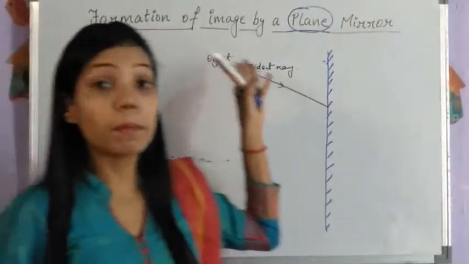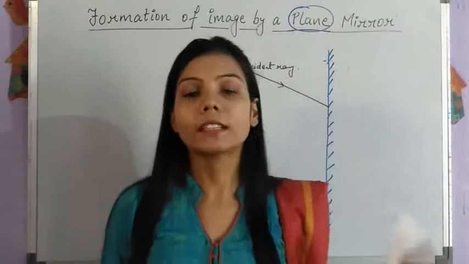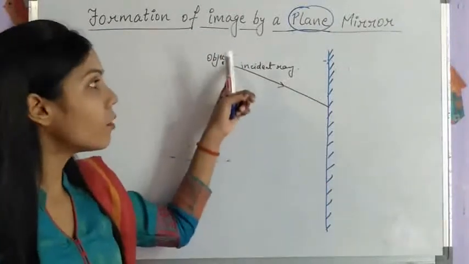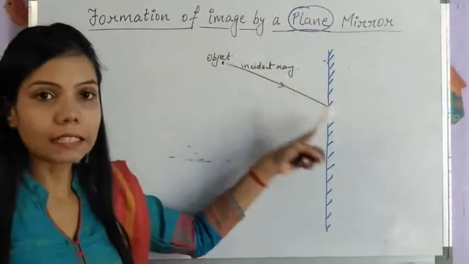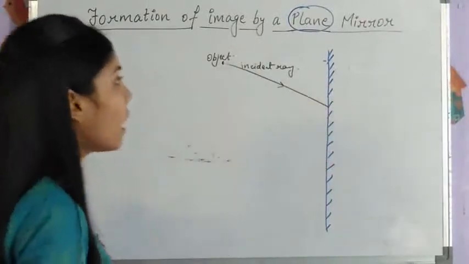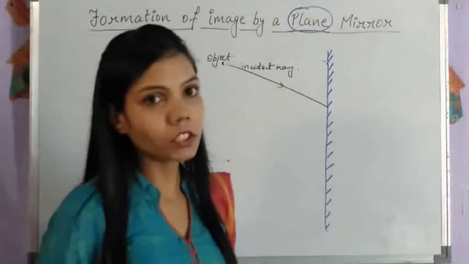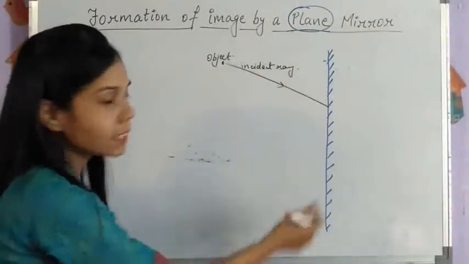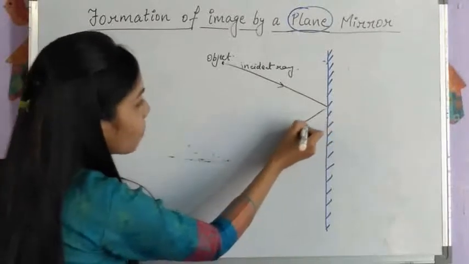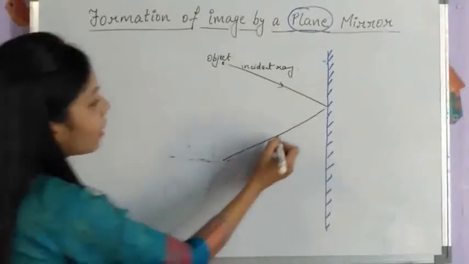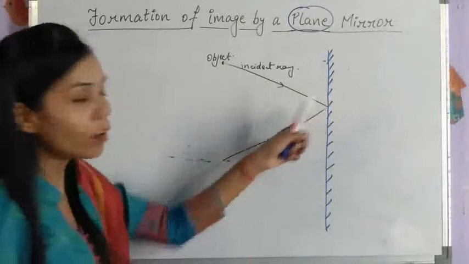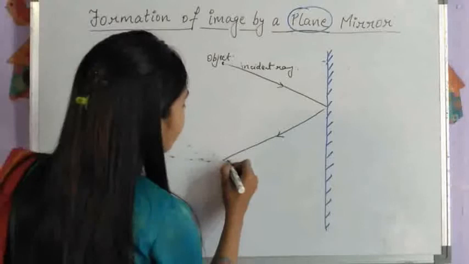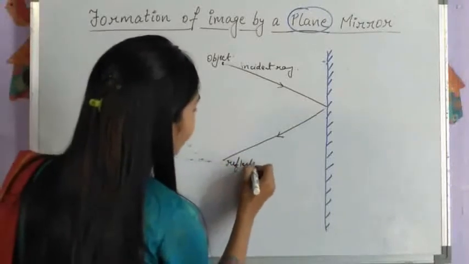So here we have a beam of light. A beam of light is a cluster of light. We have several rays, and here we have considered one ray which is incident, falling on the surface. We know from the laws of reflection that when the light is incident it reflects back. This is the reflecting surface, so the surface will reflect the light back along this direction, covering a certain distance. So this is our reflected ray.